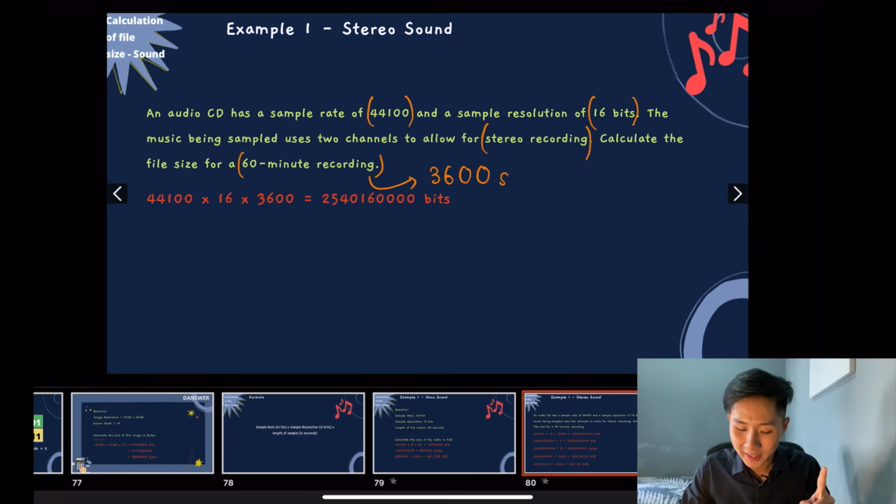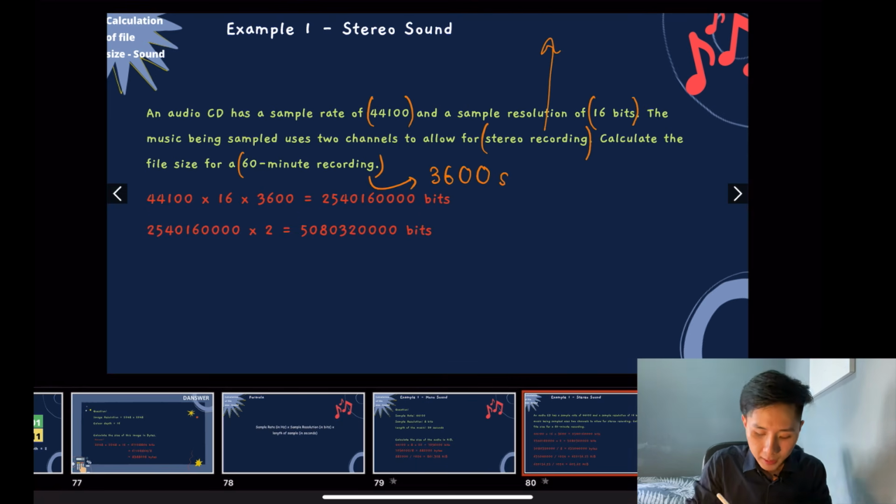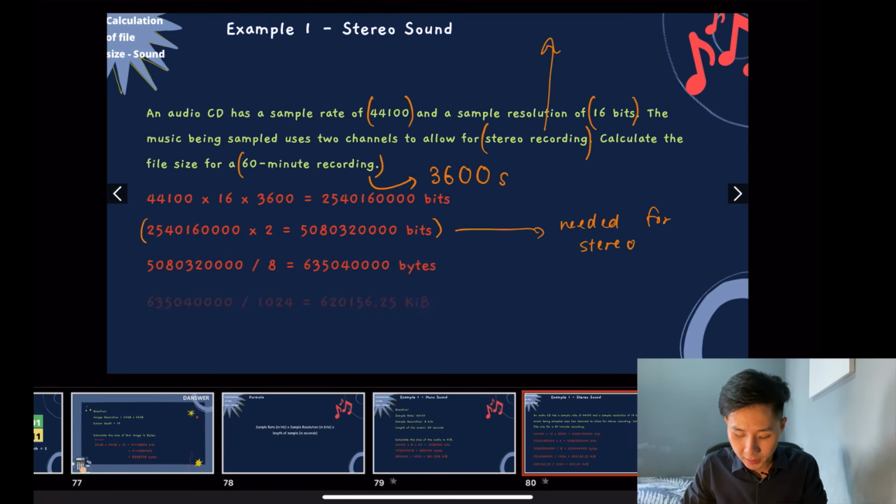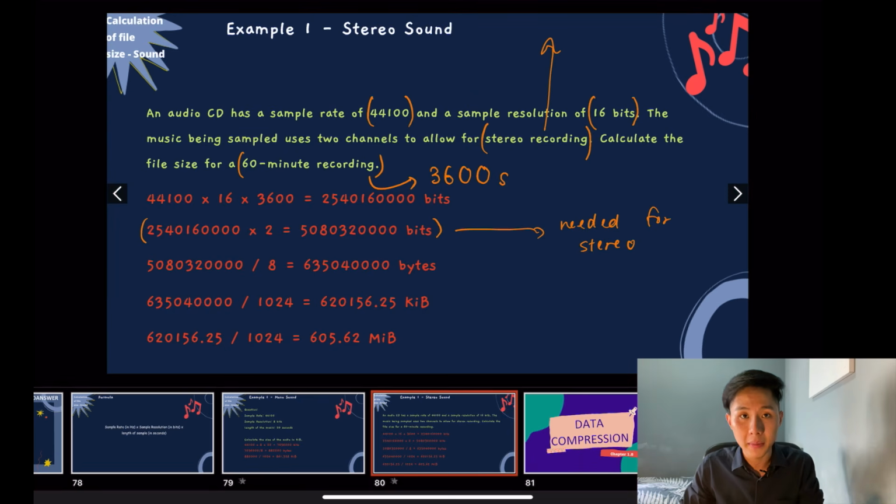But here's the catch here. Because this is a stereo sound, we need to multiply the value that we have here by 2. So we need to multiply the number of bits by 2. This is only needed for stereo. If it is a mono sound file, it is not needed. Okay? So that's how, and then we just have to divide it by 8 to get the number of bytes, and eventually divide it to get the file size in MB.